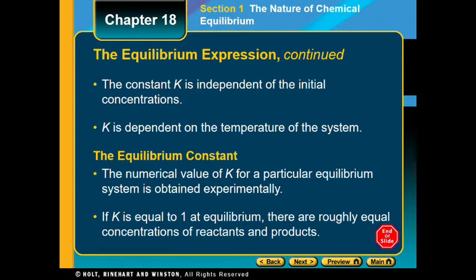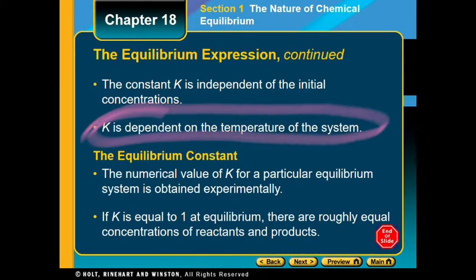Our constant K will be independent of your initial concentrations, but K is dependent on the temperature of the system. So that equilibrium constant will change if temperature changes. The numerical value of K for a particular equilibrium system is obtained experimentally. So even though we're going to look at some values of K in just a little bit, you don't need to write those down. It would either be given to you in a problem or you would have to solve for it experimentally and do a little bit of math.